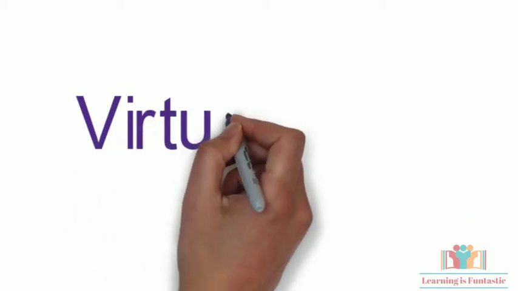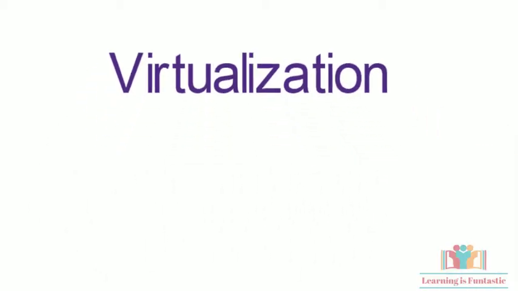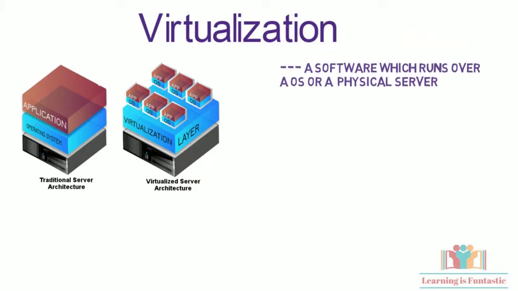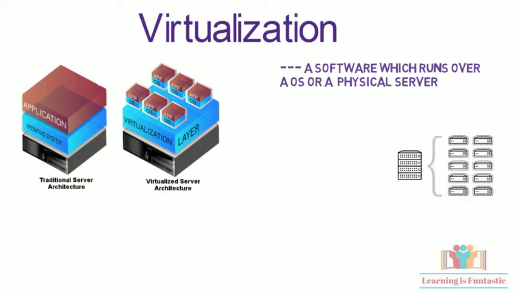Let's learn the virtualization concept. Virtualization is a software layer which runs over a physical server or the OS of a server to create multiple servers. These multiple servers are called virtual machines or VMs. VMs reduce the need for the number of physical servers. You can create as many virtual machines as you want and run any OS on top of them.